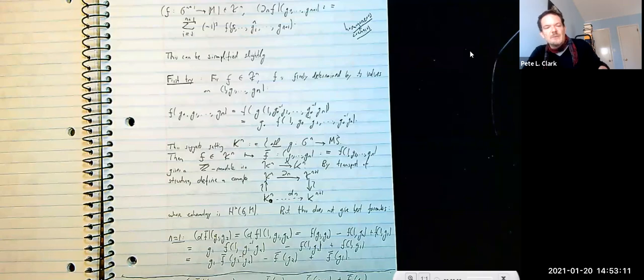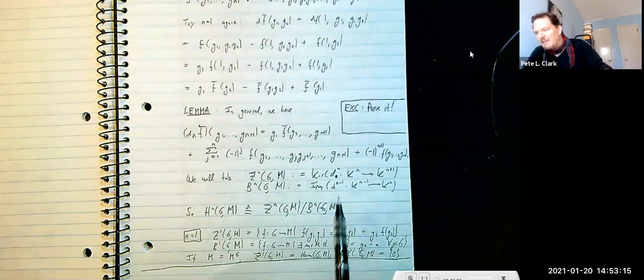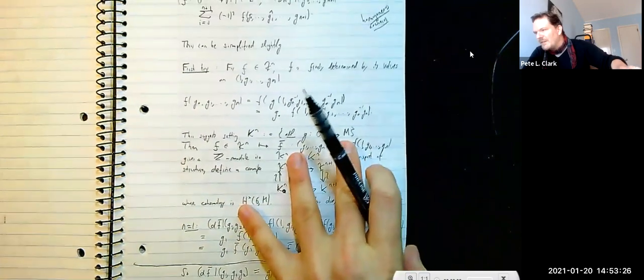So we have more work to do. You see that several pages are going, and then finally I'm going to define cochains and coboundaries, and the cohomology is going to come out in terms of cochains and coboundaries. But we have maybe a couple pages more of work in order to get there.